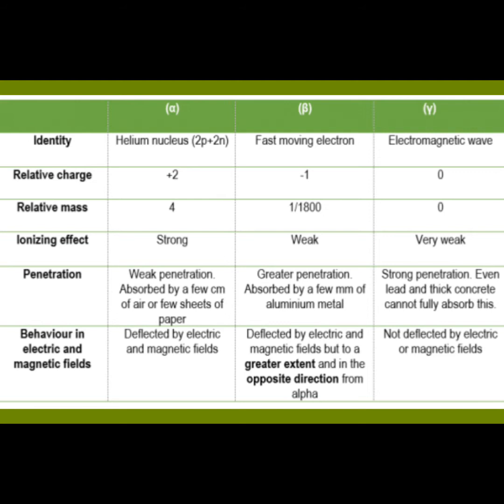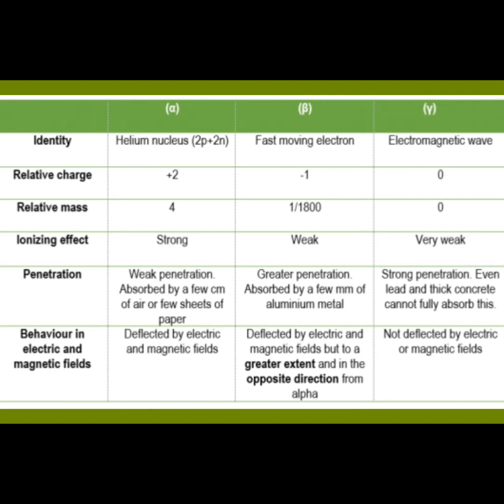Penetration power. This is the ability of these substances to pass through certain materials. Alpha particles have the weakest, followed by beta particles, which have a greater penetration power as compared to the alpha particles, and then the gamma rays have the strongest, such that even lead cannot absorb these waves.